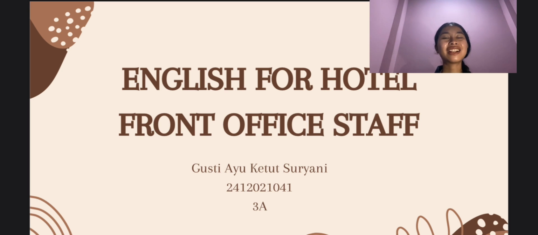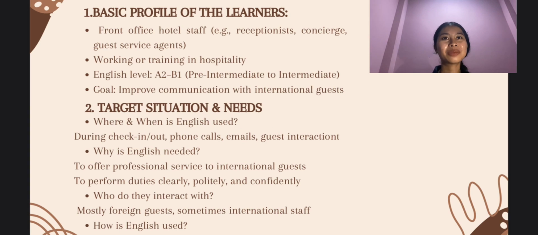The course title is English for Hotel Front Office Staff. Next, first, basic profile of the learners. The learners are staff members working or preparing to work at the front office of a hotel. This includes roles such as receptionist, guest service agent, and concierge staff. Most of them have completed vocational training or are currently working in the hospitality industry.